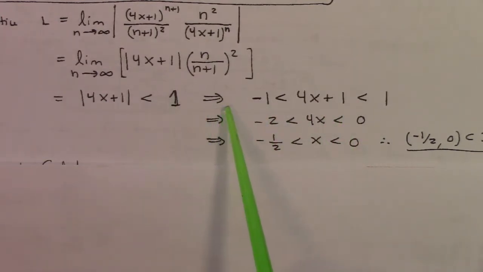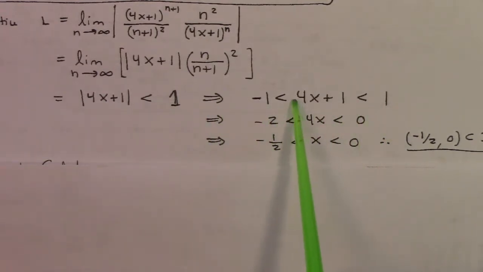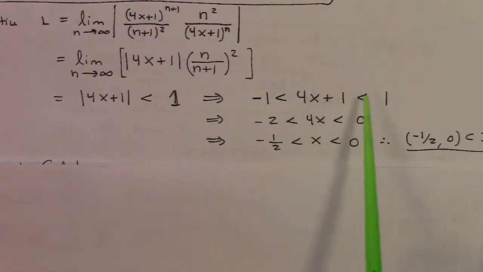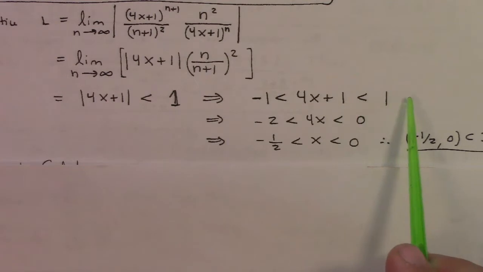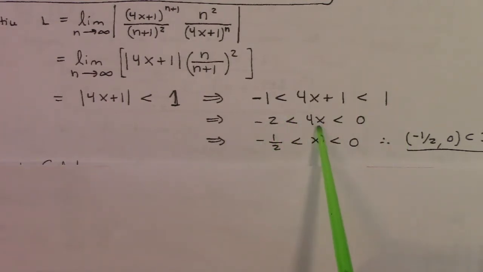And so then I study what that means. That means that minus 1 is less than 4x plus 1 is less than 1, which if we subtract 1 across this, we get minus 2 less than 4x less than 0. Divide by 4, minus 1/2 less than x less than 0. So apparently minus 1/2 to 0 is included in the interval of convergence.